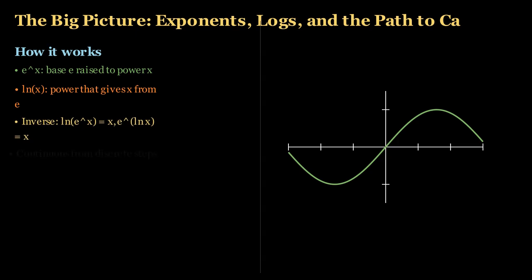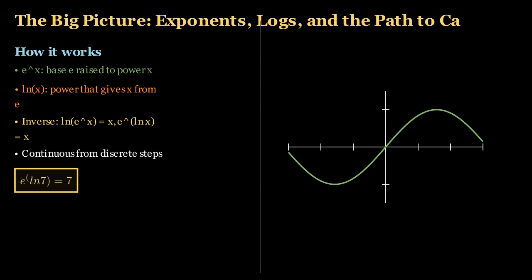The natural log, written ln of x, is its perfect inverse. It asks, to what power must I raise e to get x? So ln of e to the x is just x, and e to the ln of x is x. They perfectly undo each other, like a round-trip ticket. Let's solve a concrete problem.